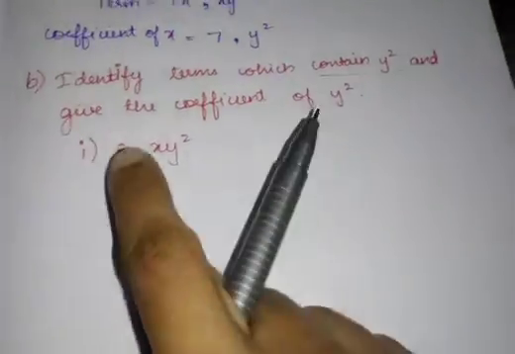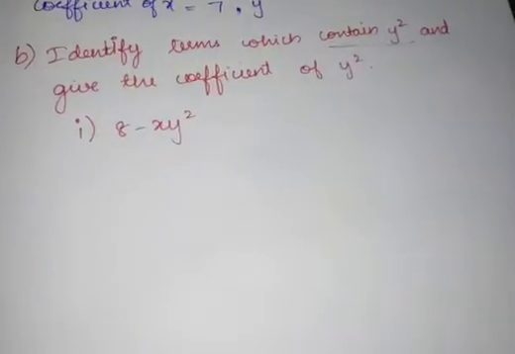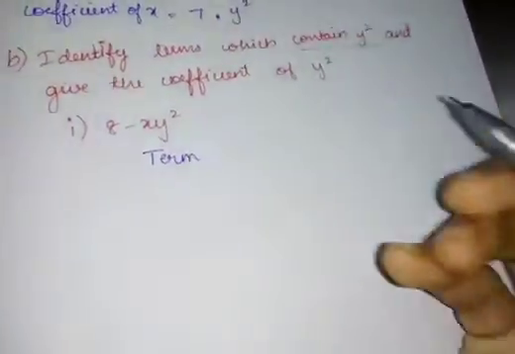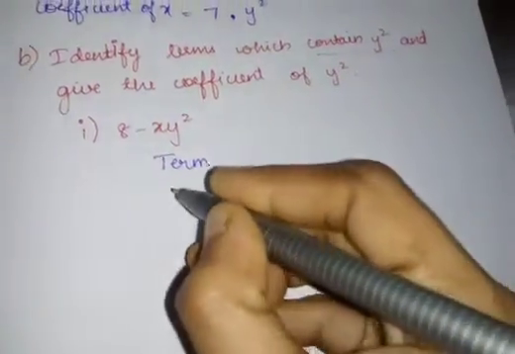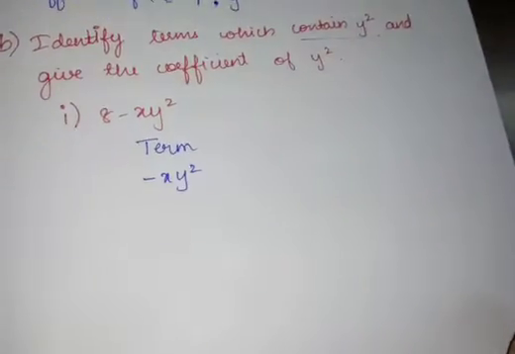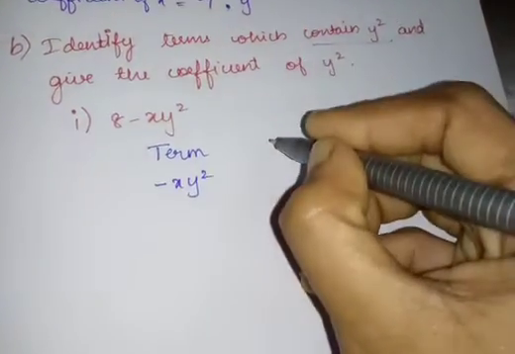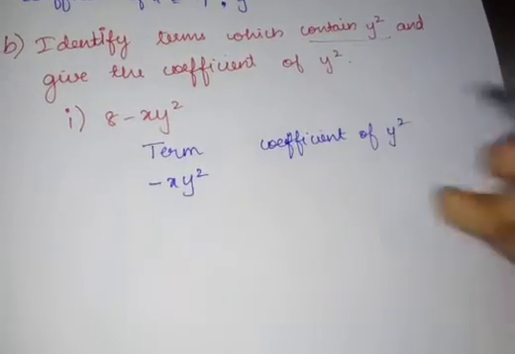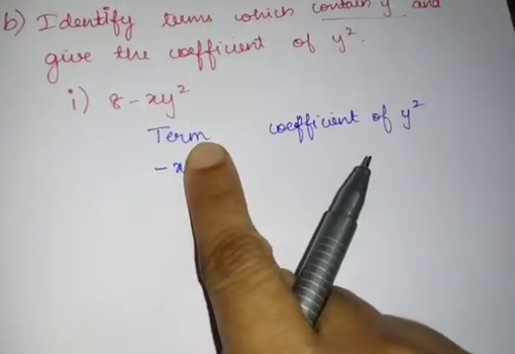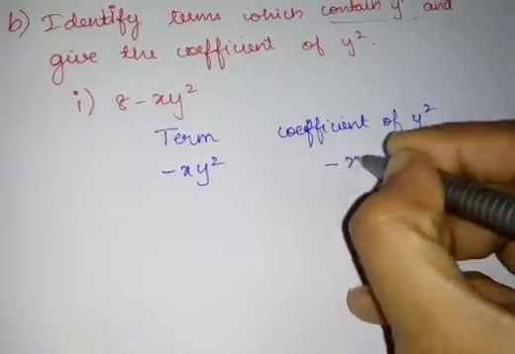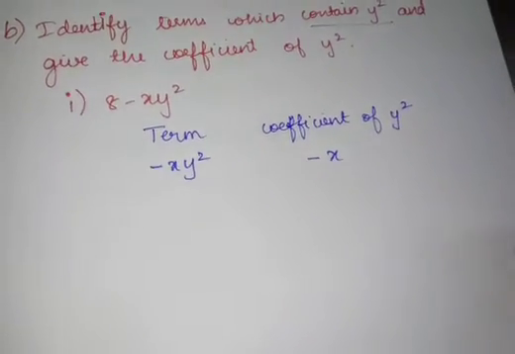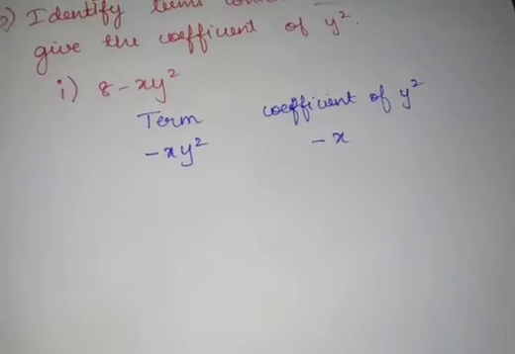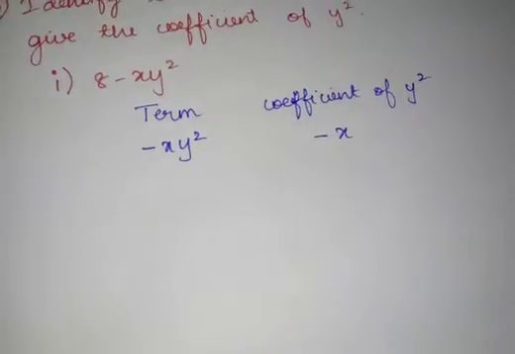What is the first question? 8 minus xy square. So what is the term here, children, which contains y square? Minus xy square. This is the term which contains y square. So what is the coefficient of y square? You neglect this y square. What is the remaining thing? Minus x. So the coefficient of y square is minus x. Okay, you just want to find only the term which contains y square. Then we are going to write the coefficient of y square.